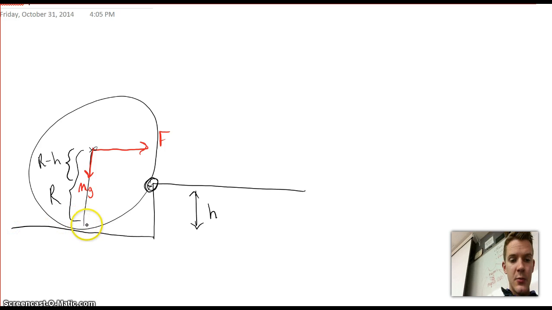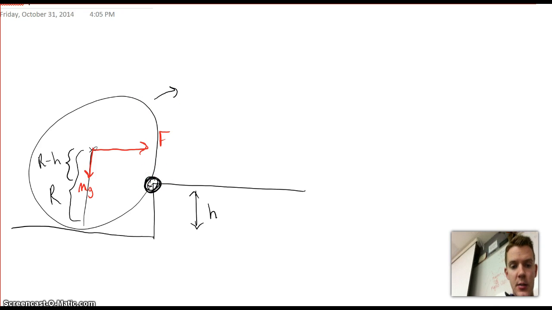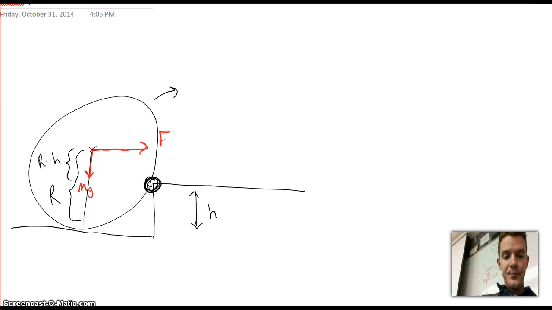And I also would probably put a force from this floor here pushing up, but once this thing starts rotating, that floor force is going to disappear, so I'm just going to leave it off. I also think that once this thing starts tipping up the stair, it's going to rotate around this point. So that is going to be my pivot point.